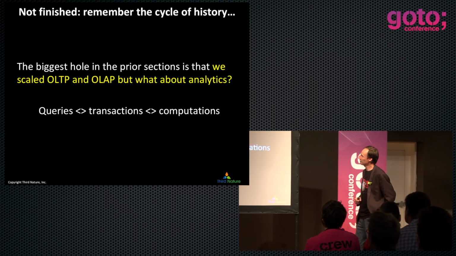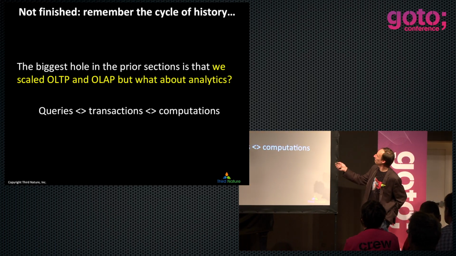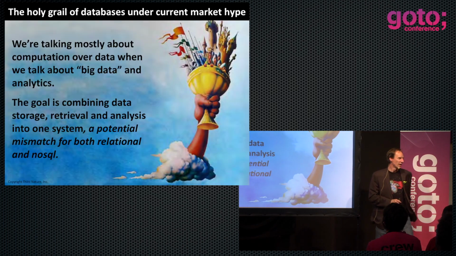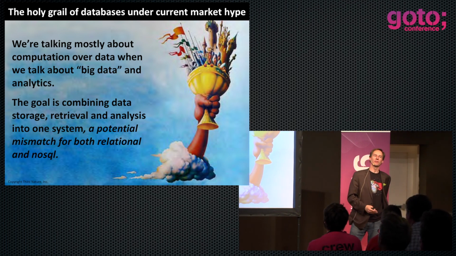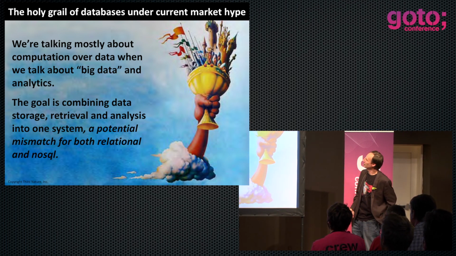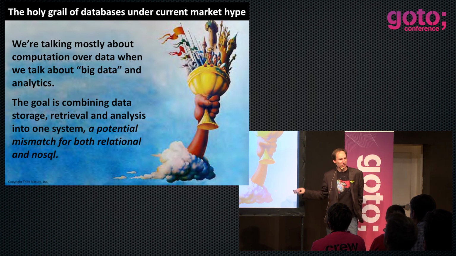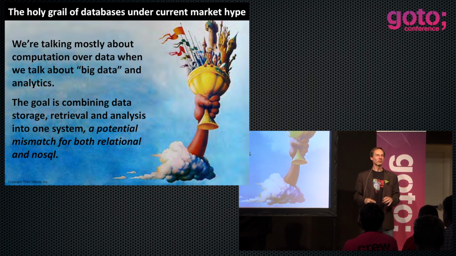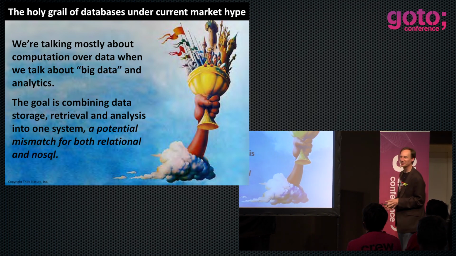And that gets us to computational workloads, because we forgot about this part, which is different from this, which is different from this. Queries, transactions, computations are all different. And the holy grail that everybody thought Hadoop was going to be was data storage, data retrieval, and computation on one magic platform. And that is one magic platform, because it doesn't exist today.